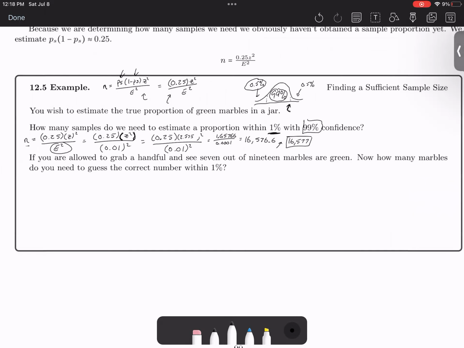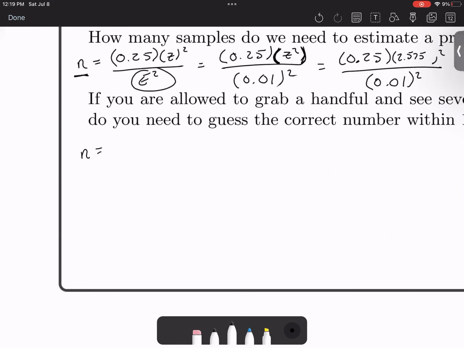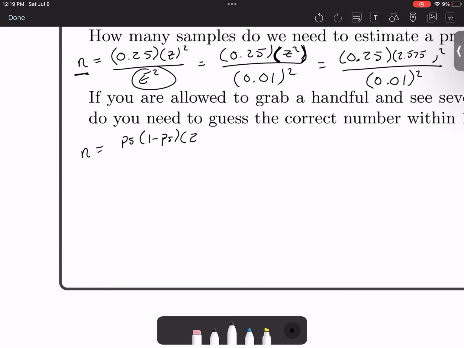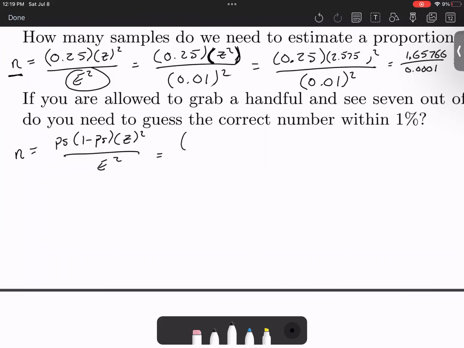Okay, but what if we have some information about the jar of marbles? Let's say that we reach a hand in and find that 7 out of the 19 marbles that we grab are green. So now we know our sample proportion. We have 7 out of 19 that are green. So we don't have to replace PS times 1 minus PS with 0.25. We actually know what our sample proportion is. Everything else is going to be the same. The sample proportion is 7 out of 19, which means 1 minus PS is 12 out of 19.